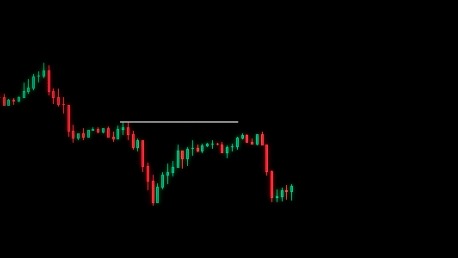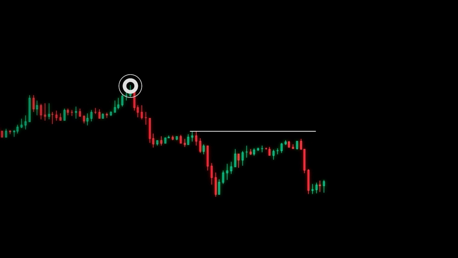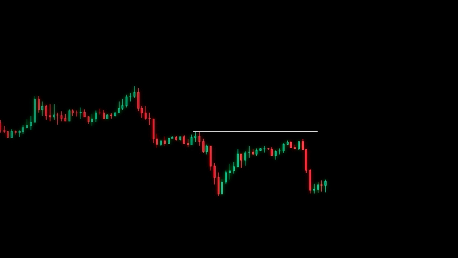So by taking a look at this chart, what stands out? To the left, we can see that there were equal highs right here. Just above them, we have another swing high that has not been taken out by the market yet. So this area is where liquidity is likely to be resting.